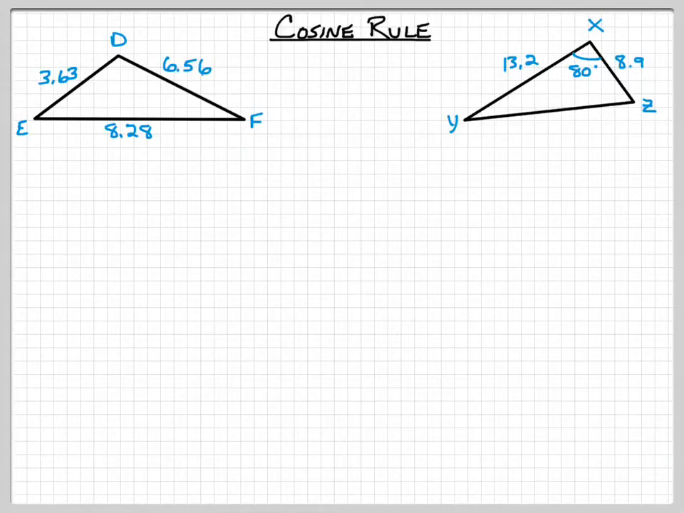Hey everybody, in this video we're going to talk about the cosine rule. In a previous video we talked about the sine rule and when we can use that. We looked at cases where we had an angle and its opposite side, or maybe a couple of angles and a side, and we could find the other values using the sine rule. But if we notice, based on the information given with these two triangles, we can't use the sine rule.